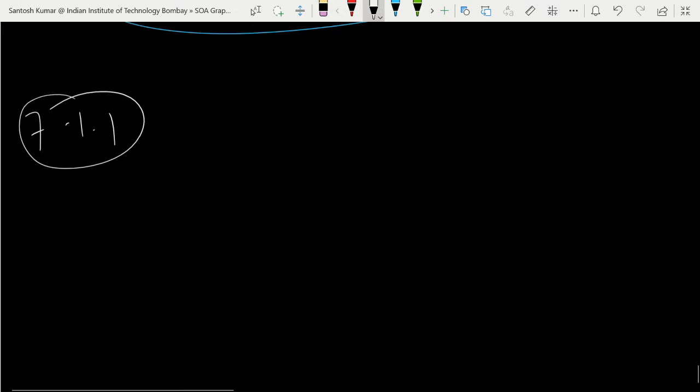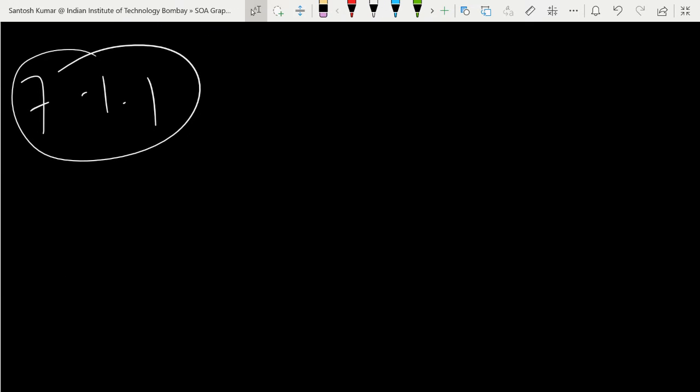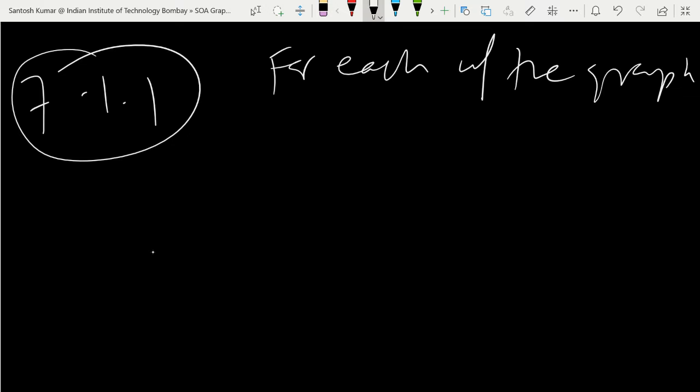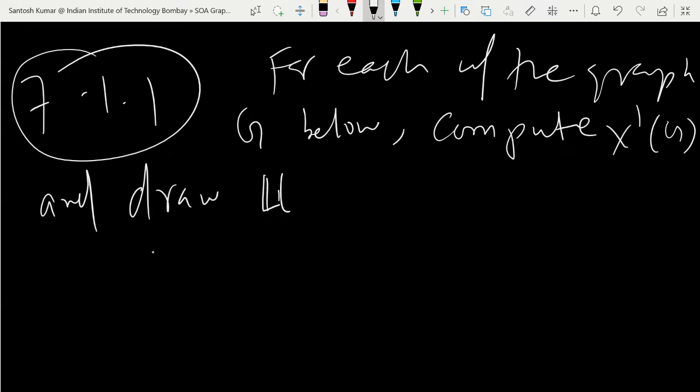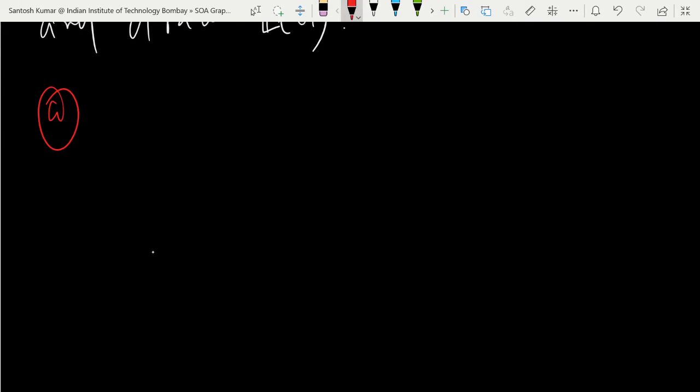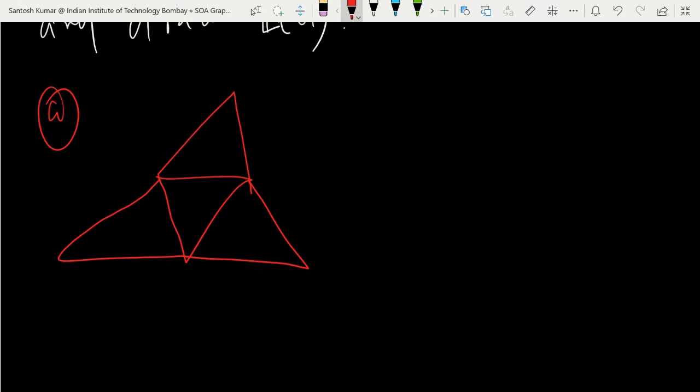7.1.1. For each of the graph G below, compute chi dash G, the edge chromatic number or chromatic index, and draw line graph, so L of G. Okay, so part A, the graph is, okay. So this is a graph for part A.